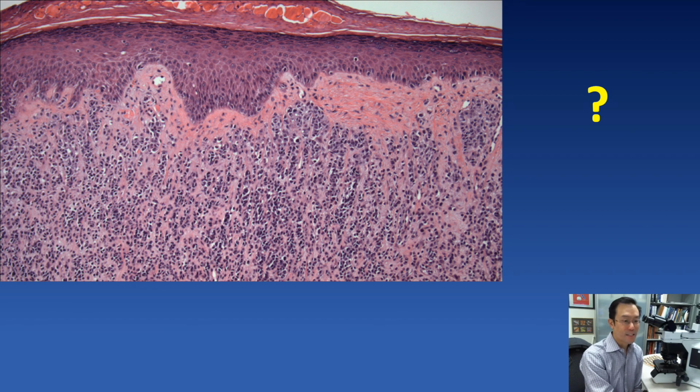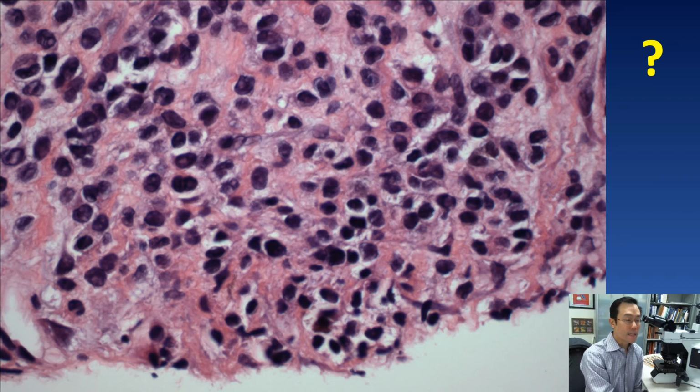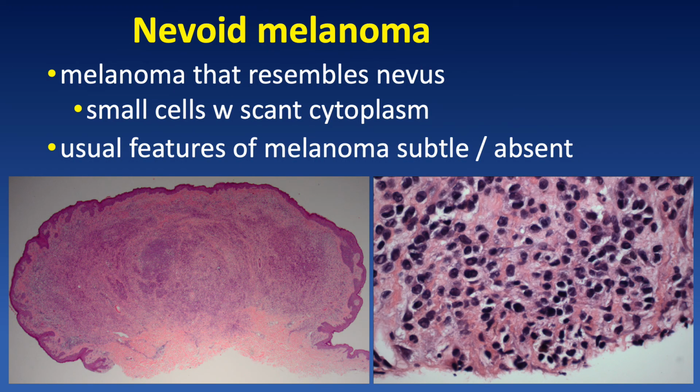Experienced trainees, pause and interpret. Here's high magnification of the base of this lesion, and we can see that these cells are relatively small and have scant cytoplasm. One might wonder if they could be lymphocytes. Nevoid melanoma may well be regarded as the evil twin wolf in sheep's clothing for melanoma pitfalls, being any melanoma that, for one or usually multiple factors, resembles a melanocytic nevus. But the small cell cytology with scant lymphocyte-like cytoplasm is one of the characteristic appearances.